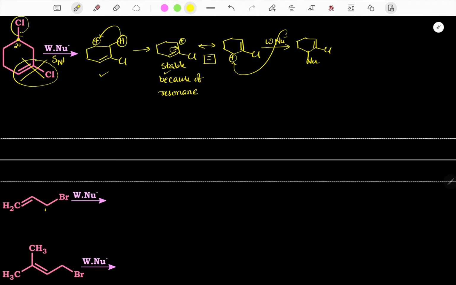Next one is a primary halide, but it is allyl. So a plus R group is present. So that means weak nucleophile prefers SN1. So first we have to remove the leaving group and write down the carbocation. Now this carbocation reacts with the weak nucleophile and finally it forms the corresponding nucleophilic substituted product.